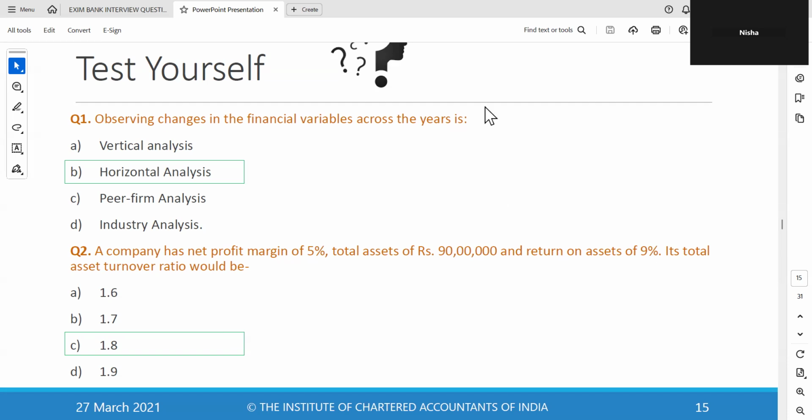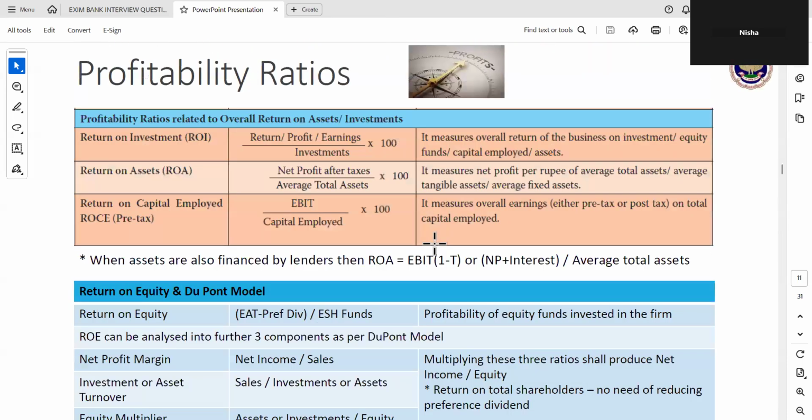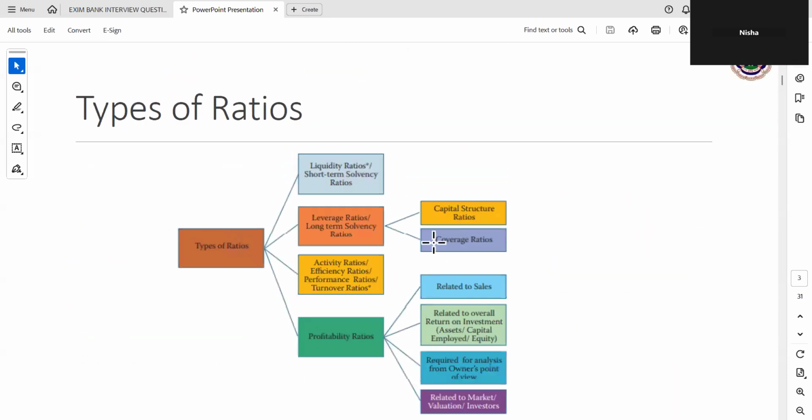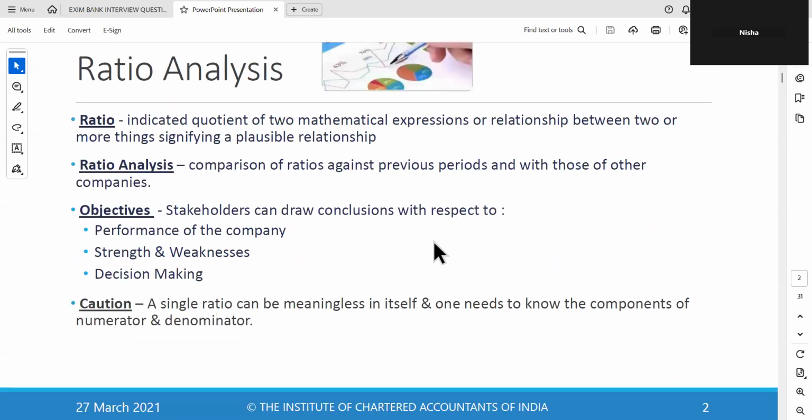Nisha, you are going for Exim Bank? Yes, sir. I have just now covered this material that I have given you already. I hope you have gone through this. Sir, I checked in Drive, but this PDF I didn't get. No, I have given it now in your Exim Bank folder in Drive itself. Okay, I'll check, sir.